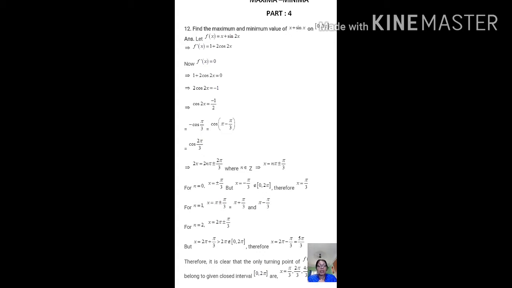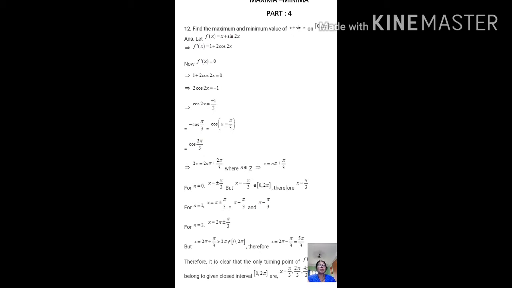4 pi by 3 and 2 pi by 3. So both the values we have to consider as value of x. Next, for n is equal to 2, it is coming 2 pi plus minus pi by 3. So 2 pi plus something is not in the interval 0 to 2 pi. So here we can consider only one value, 2 pi minus pi by 3. It is 5 pi by 3.